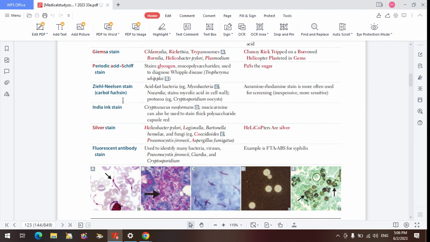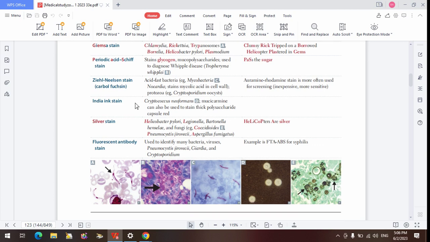So if you don't have access to this Ziehl-Neelsen stain, which is actually very good, you can use auramine-rhodamine stain. It is very sensitive and it is cheap, compared to Ziehl-Neelsen stain. And it's very sensitive too.